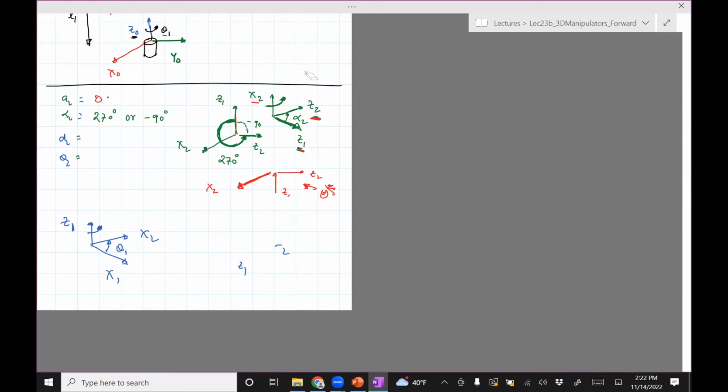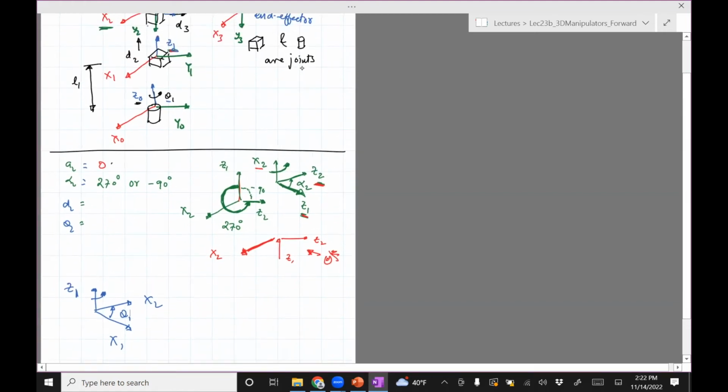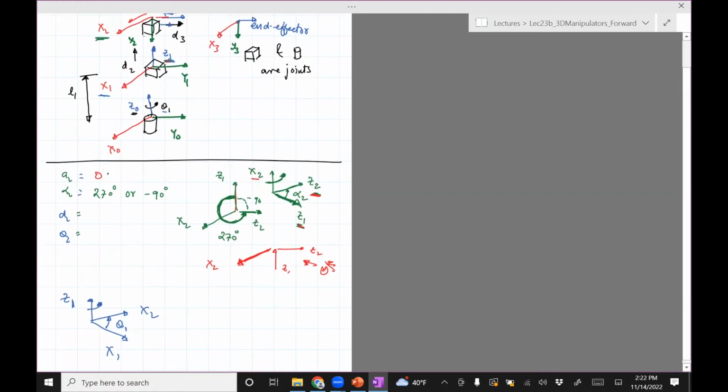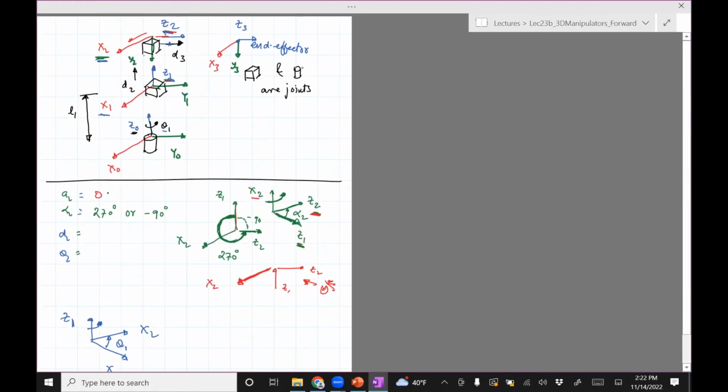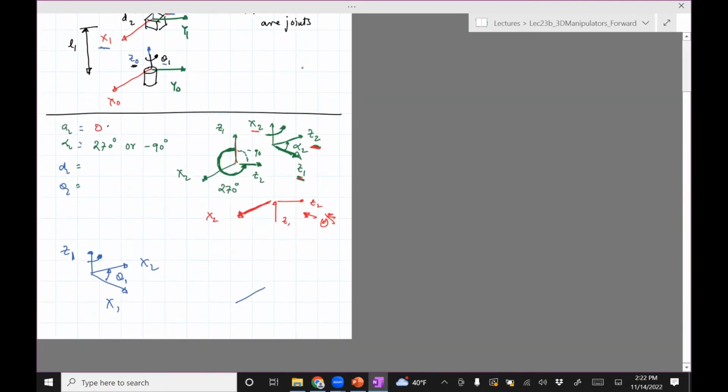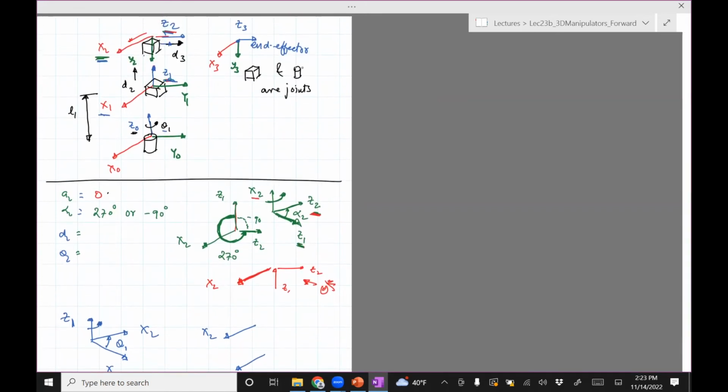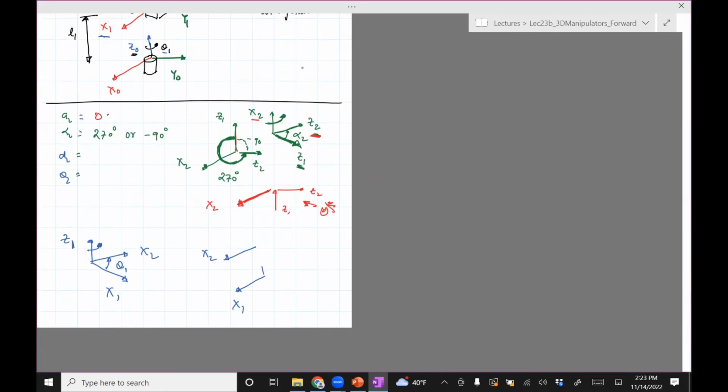So I need axis x1. X1 is coming out of the plane of the paper. X2 is coming out of the plane of the paper. X1, X2, and then Z1 is right here. Z1 is up. Okay. So first is the angle theta 2. Theta 2 is the angle between X1 and X2 about the Z1 axis.